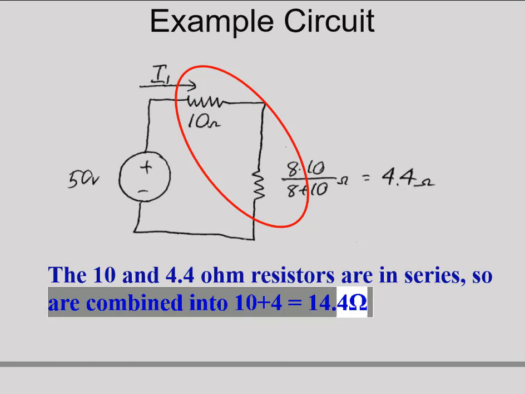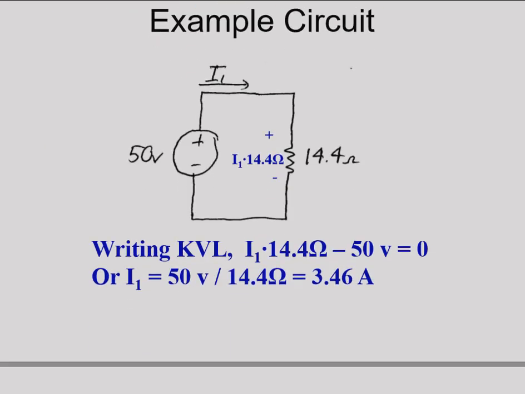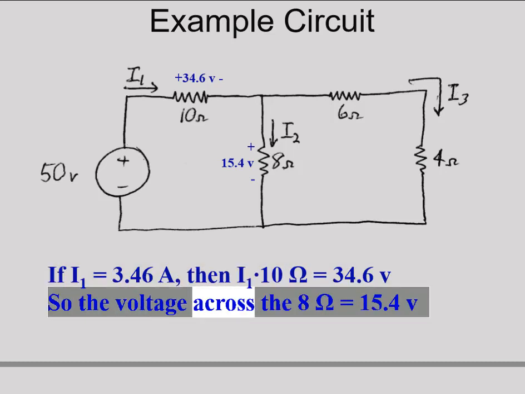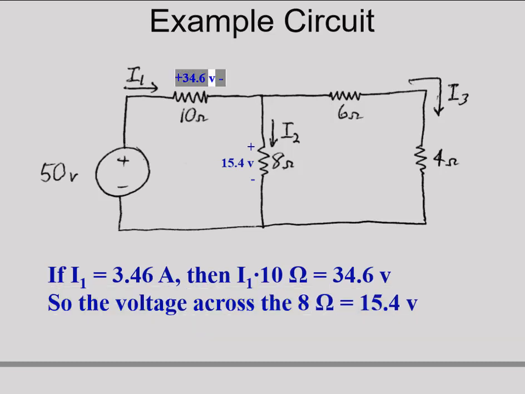Example circuit: the 10 and 4.4 ohm resistors are in series, so are combined into 10 + 4.4 = 14.4 Ω. Writing KVL: -I1 14.4 Ω + 50 V = 0, or I1 = 50 V / 14.4 Ω = 3.46 A. If I1 = 3.46 A, then I1 10 Ω = 34.6 V, so the voltage across the 8 Ω = 15.4 V.